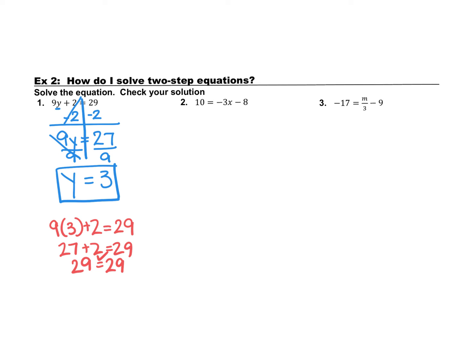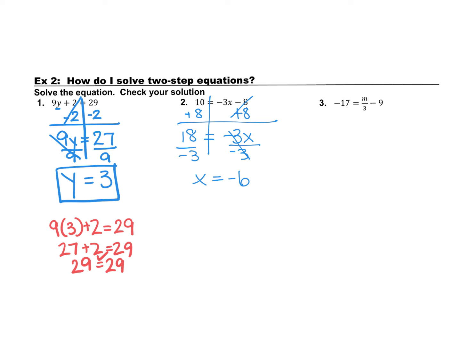All right, so for our next one then, we have 10 is equal to negative 3x plus 8. Again, we're isolating the variable by undoing the things around it. So we're going to start by then adding the 8. To undo the subtraction, we add an 8. All right, now we have 18, and that's equal to negative 3x. Because the negative 3 is multiplying the variable, we're going to divide by negative 3 on both sides. And then x is going to be equal to negative 6.